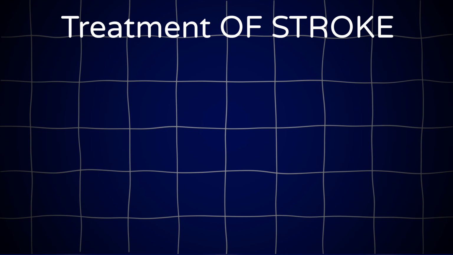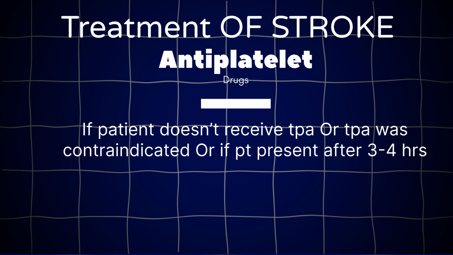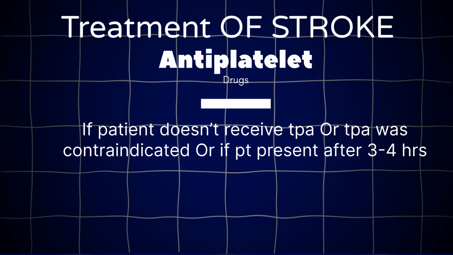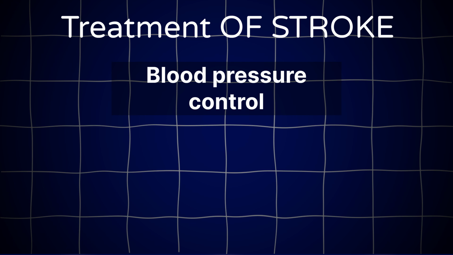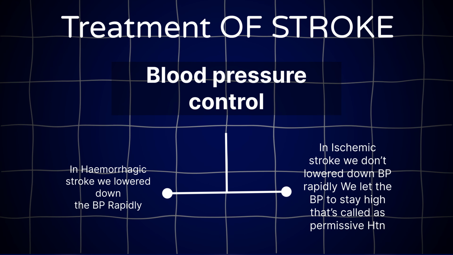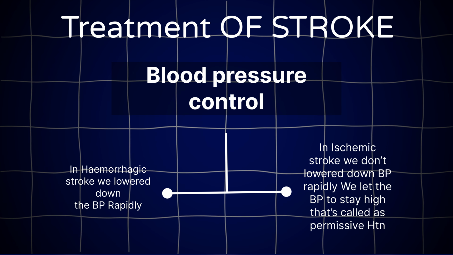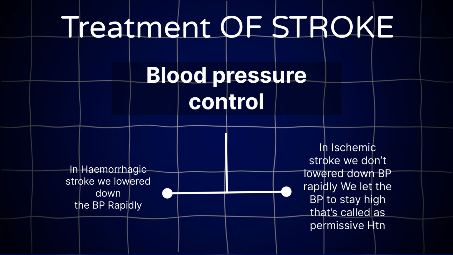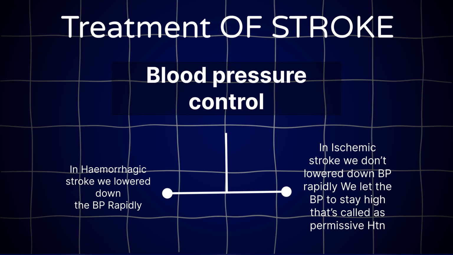If the patient did not receive a TPA, or if the TPA was contraindicated, or if the patient presented after the 3 hours or 4.5 hours, then that patient is usually given aspirin 325 mg. Blood pressure control in acute management of ischemic stroke is very important. While in hemorrhagic stroke, we lower down the blood pressure, in ischemic stroke, we do not lower the blood pressure very rapidly and we let the blood pressure stay high. That is called permissive hypertension.